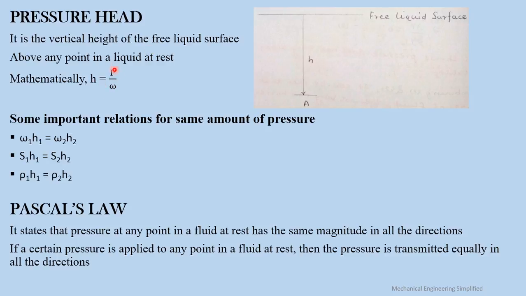If the pressure is the same, that is p1 is equal to p2, then we have omega 1 h1 equal to omega 2 h2. If we change omega in terms of rho and s, we also get the expressions in terms of s, the specific gravity, and rho, the mass density: s1 h1 equal to s2 h2, and rho 1 h1 equal to rho 2 h2. These are very important relations. We will be using them very frequently, in fact always, in the calculation of pressure using manometric devices.